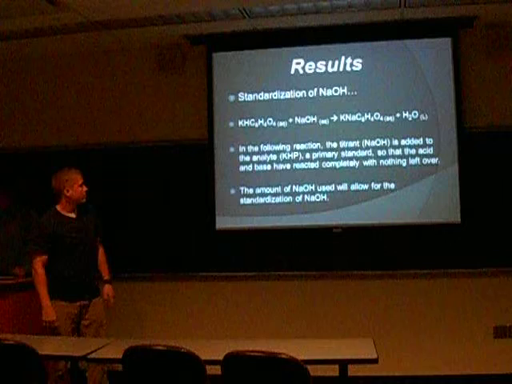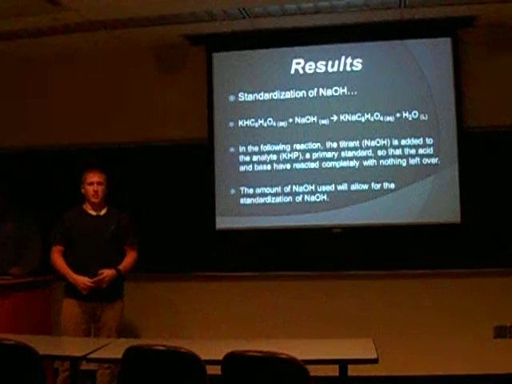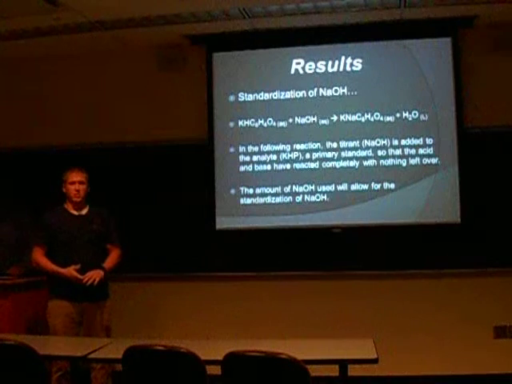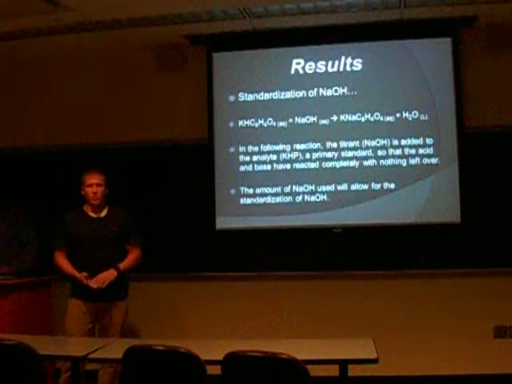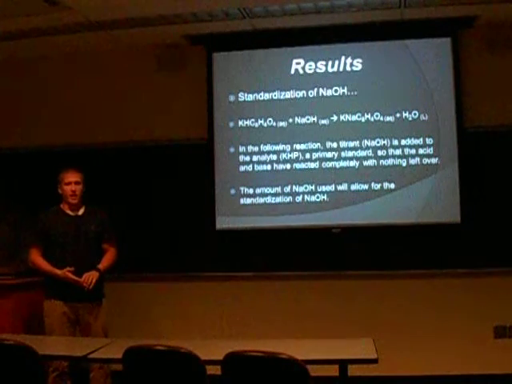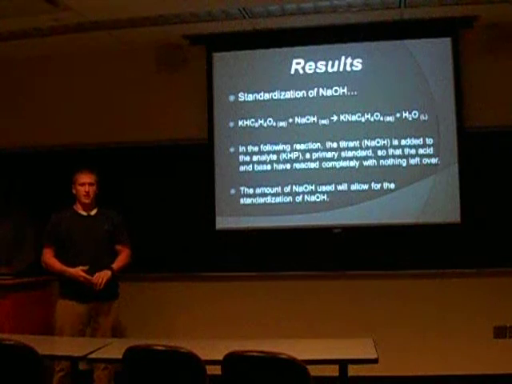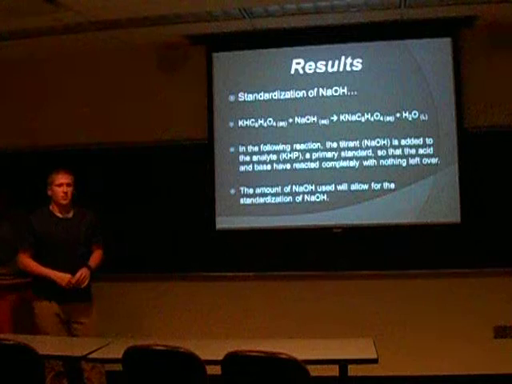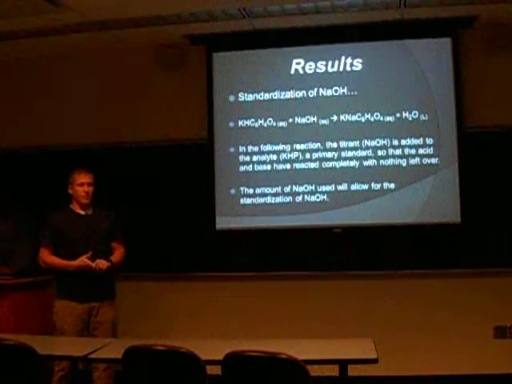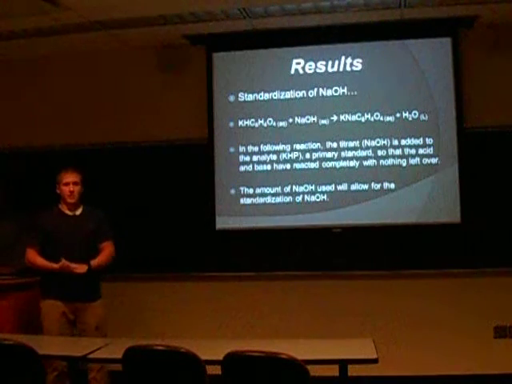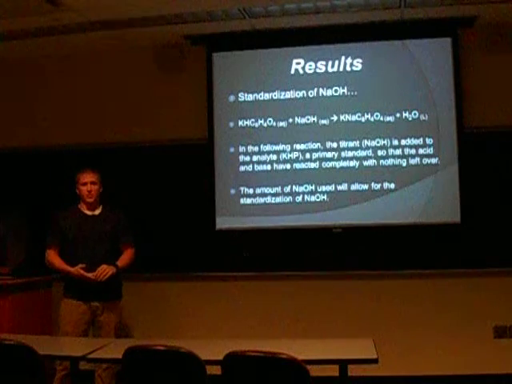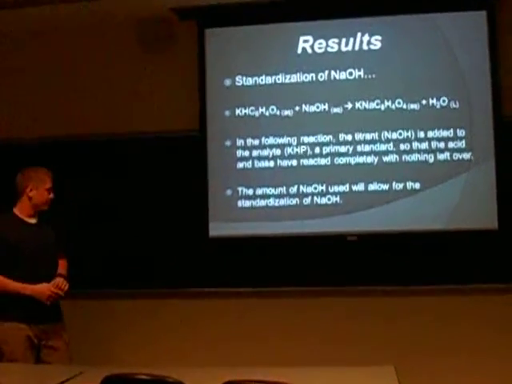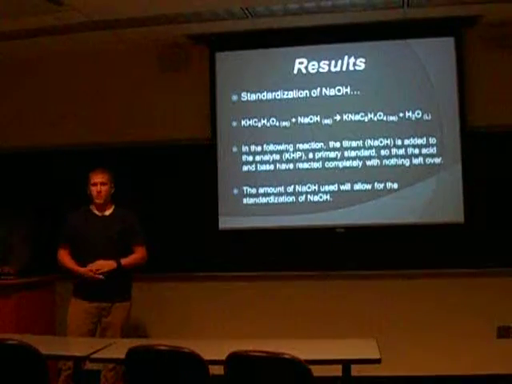Okay, for our results, for the first part, which was the standardization of sodium hydroxide, what we did was we took the titrant, which in this case was sodium hydroxide, and we added that to an analyte, which was in this case the pure substance of potassium hydrogen phthalate. And we did that until the reaction went to completion, which was really just until the solution turned a pale pink color. And we recorded the amount of sodium hydroxide that it took.